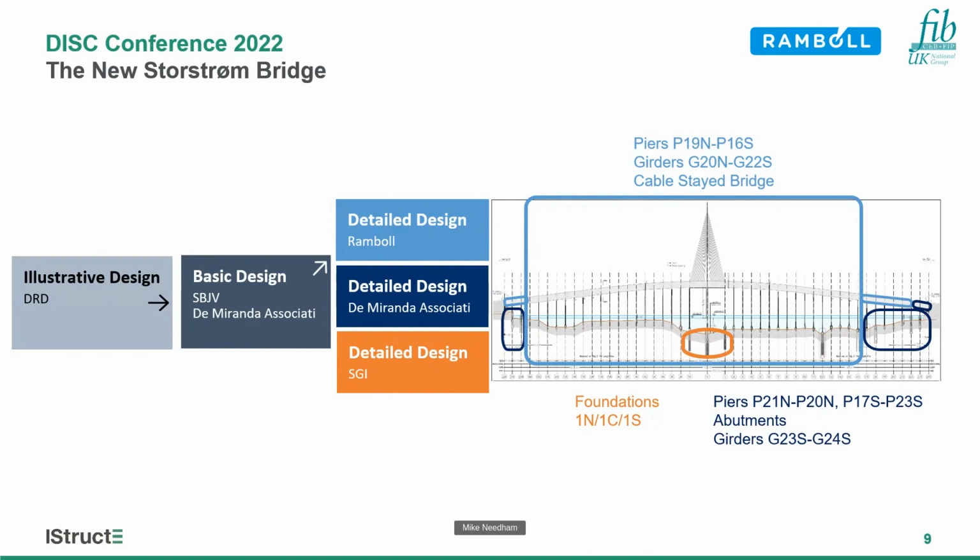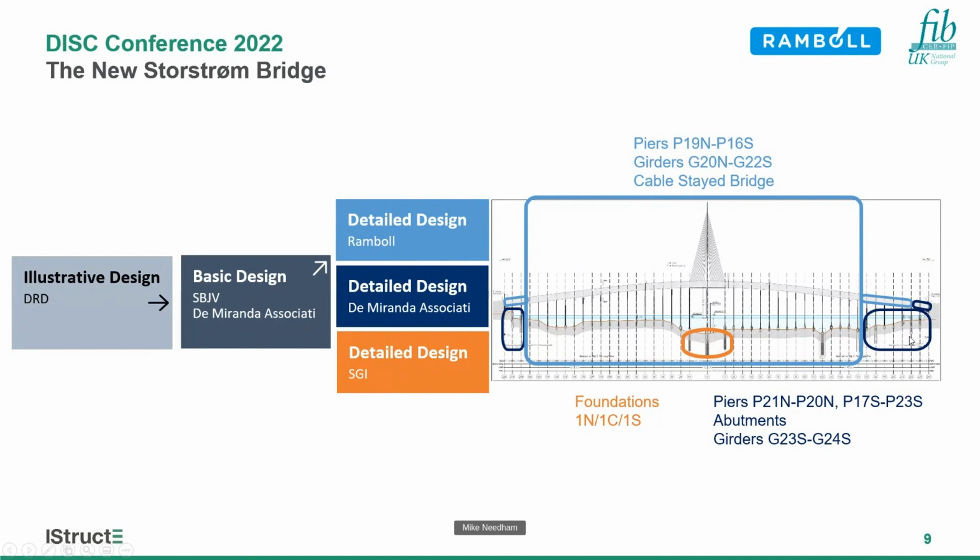And then in February 2018, a design and build contract was signed with SBJV, which is a joint venture between Itinera, Grandi Lavori Fincosit and Condotte, all of Italy. They also had an Italian designer, Di Miranda Associati, and that team carried out the basic design for the bridge. Once the basic design was approved and it moved into the detailed design stage, it was at this point that Ramboll was brought in.